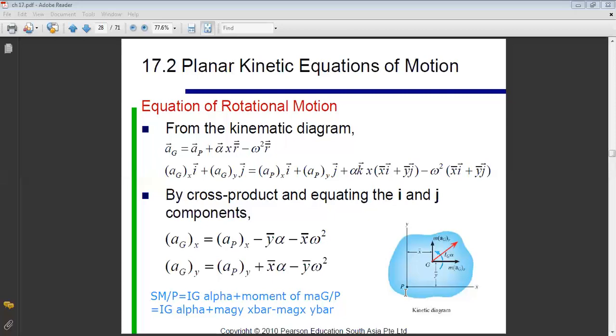Doctor, P is an arbitrary point taken as origin, or should it be any specific point? Any point you want, any point on your body. We make it the origin and work from there. You can take any point on the body. But where do I get AGY and AGX? I do sum of forces equal MA. Very good, I get AGX and AGY from that. Okay. Any other question?